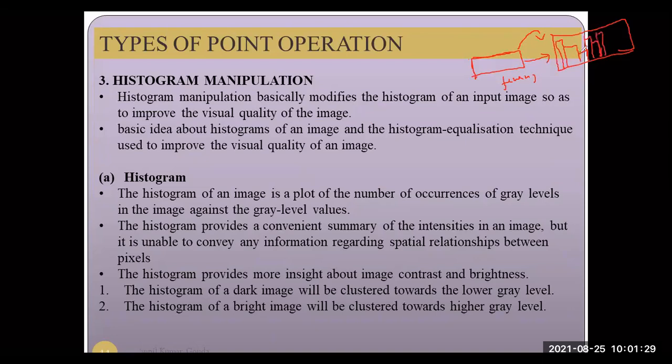Suppose the intensity level of 0 is equal to 10. That means there are 10 pixels in my entire image which have an intensity level of 10. Suppose for the intensity level of 15 there are 5 pixels. This is the histogram representation of the image. Whenever we represent an image in histogram format, sometimes we need to perform a manipulation like equalization of the histogram, so that the visualization of the image can be improved.